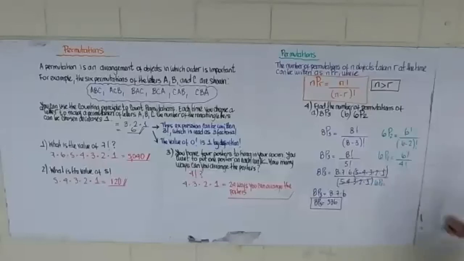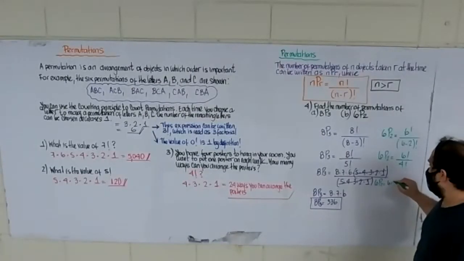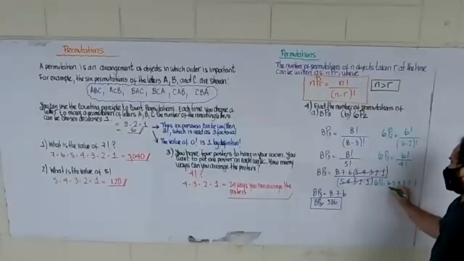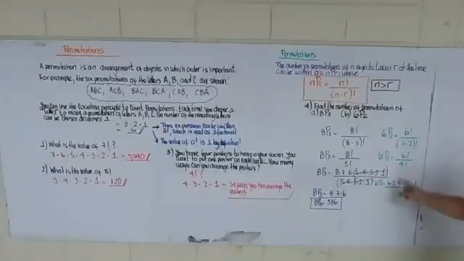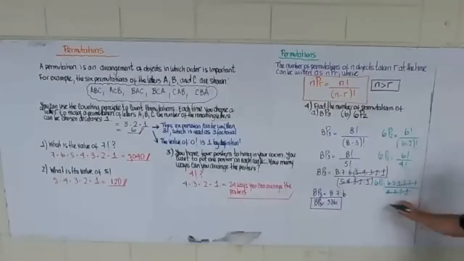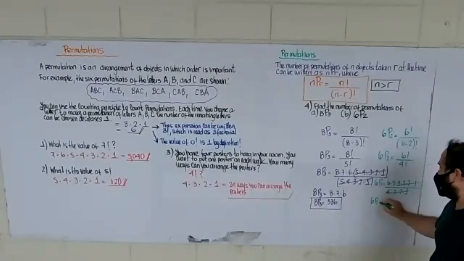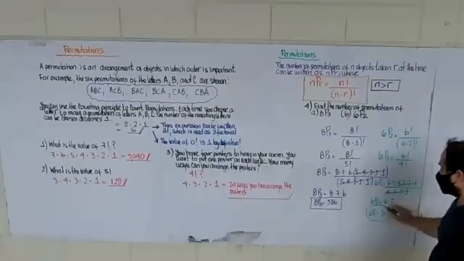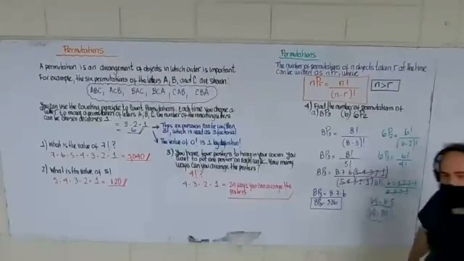Mire, 6 factorial es 6, 5, 4, 3, 2, 1. Y aquí, ¿cuántos factoriales? 4, 3, 2 y 1. Mire, ¿qué va a pasar? 4, 3, 2, 1 se va con 4, 3, 2, 1. Y me queda 6 por 5. Y eso es 30. Y ahí está. Eso es todo.